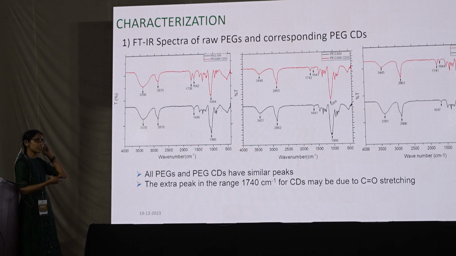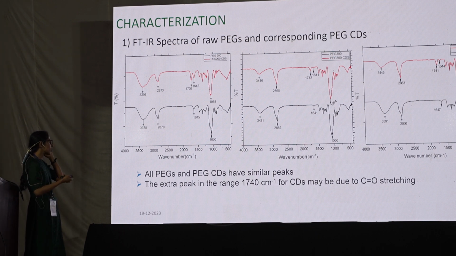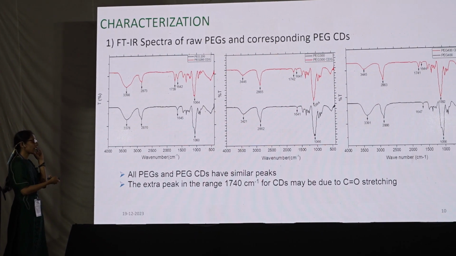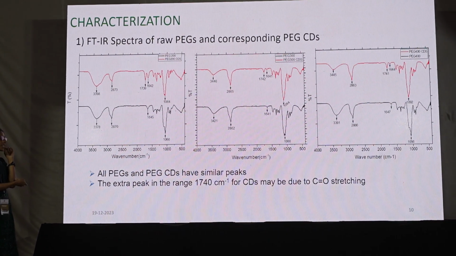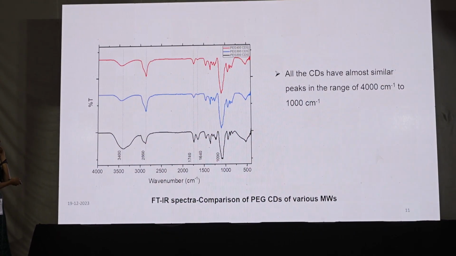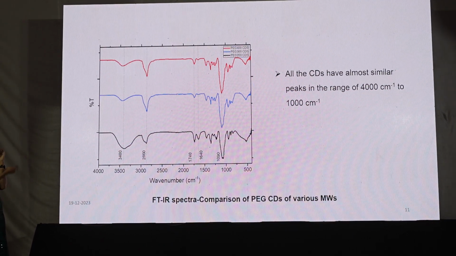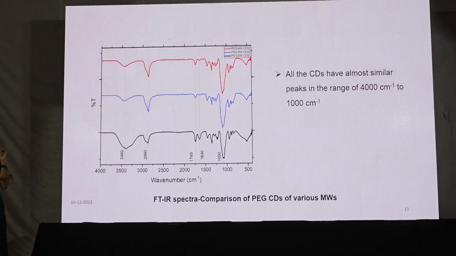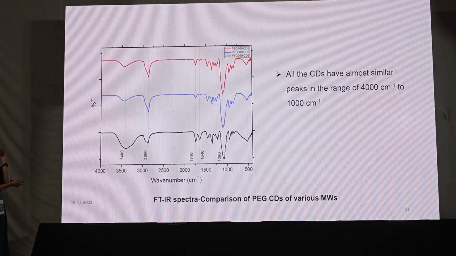first, the functional group analysis was done using FTIR. The red colored curve shows PEG 200 carbon dots, and the black colored curve shows the corresponding precursor, PEG. The precursor and the carbon dots have almost similar FTIR peaks, but for the carbon dots there is an extra peak at 1740, which is the carbonyl stretching frequency, which also indicates the formation of carbon dots. Comparing the FTIR spectra of the three carbon dots from three molecular weights, we can see they are all similar because they are from the same precursor, only the molecular weight is changed.